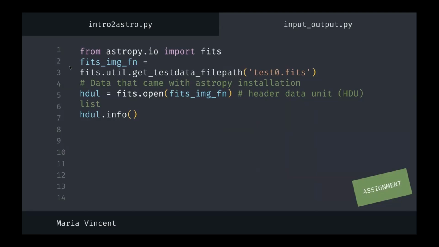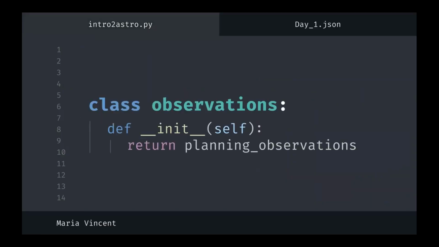This assignment is to test the exact Astropy install you have. This is a very standard operation. Every Astropy install comes with a test0.fits file. That way you can actually just play around and try to get an understanding of what a fits file is like.